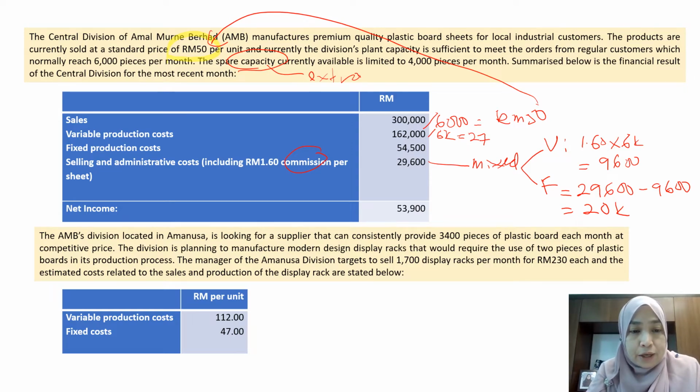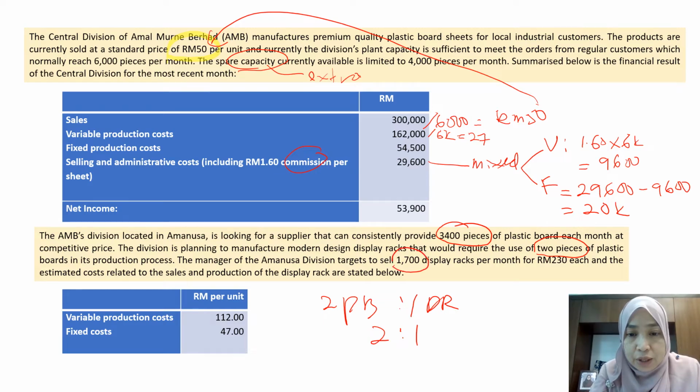Okay, next paragraph. AMB division located in Amanusa is looking for a supplier that can consistently provide 3,400 pieces of plastic board each month at a competitive price. The division is planning to manufacture a modern design display rack that would require the use of 2 pieces of plastic board. That means 1 unit of display rack requires 2 pieces of plastic board. Therefore, the ratio is 2:1. The manager of Amanusa division targets to sell 1,700 display racks. They sell at 230 each.